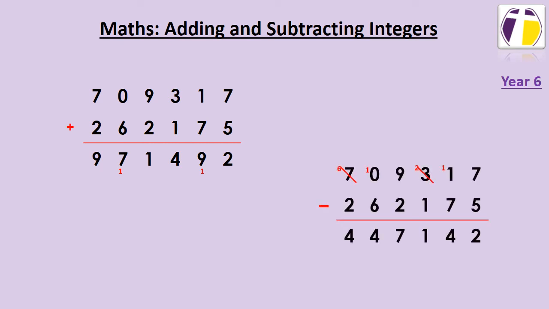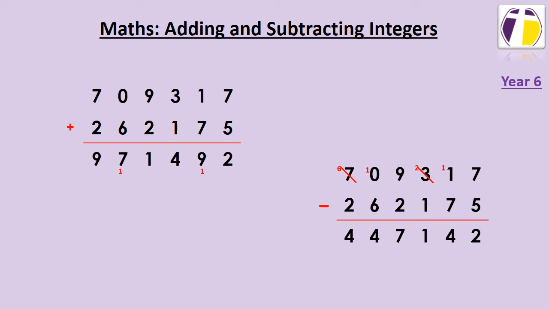We've also been working on our taking away. And you can see here the subtraction calculation for the same numbers. 709,317 take away 262,175. Just like with addition, we start in our ones or units column and we subtract those two numbers. 7 take away 5 is 2. With our tens, you can see that we have a smaller digit on top. 1 ten take away 7 tens.